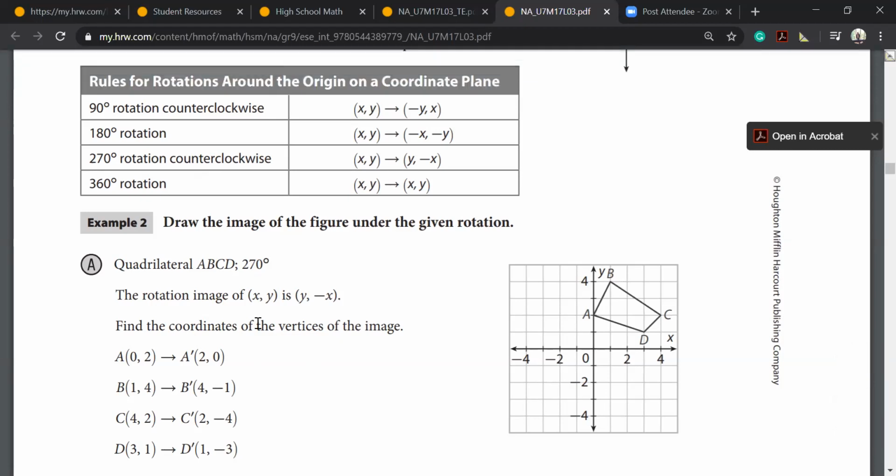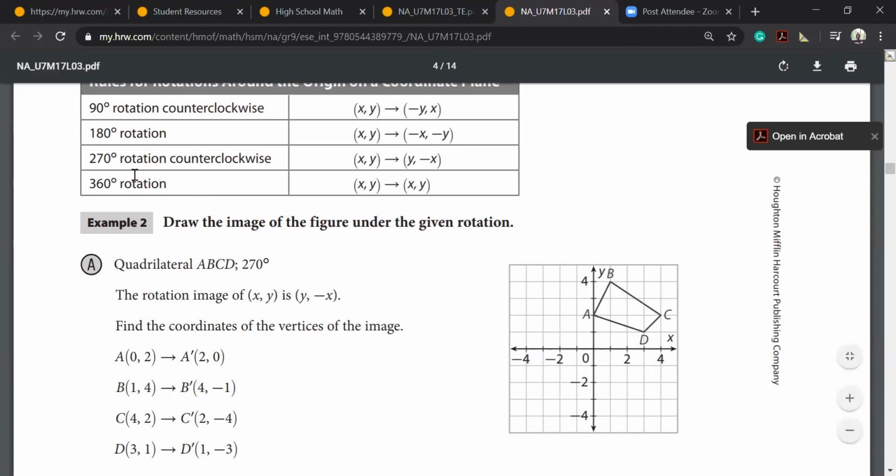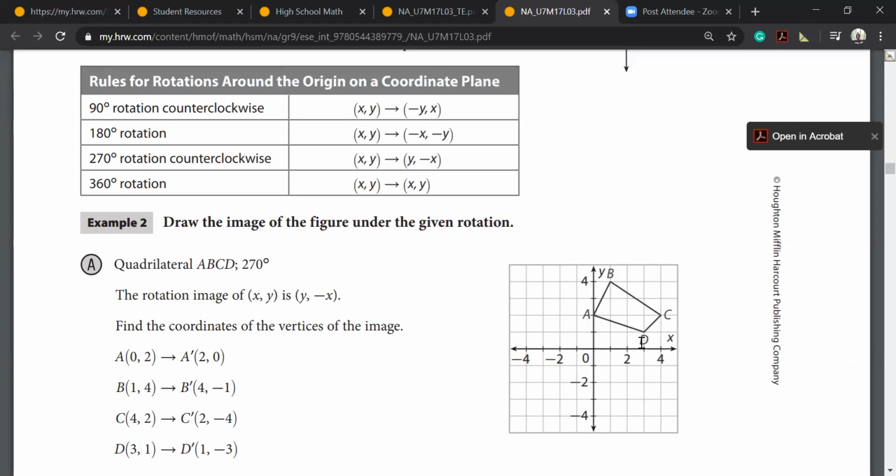Taban, you will be understanding the table, you will be knowing the rules. So I know that the rule is that I flip x and y and add a negative for x. Let's do it together. Of course, the first thing I have to do is extract the points A, B, C, and D. A is 0 and 2. B is 1 and 4. C is 4 and 2. And D is 3 and 1.